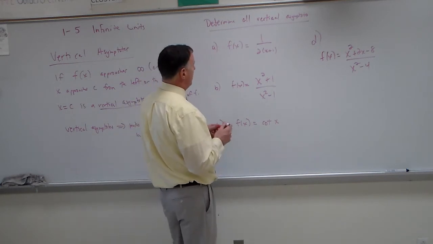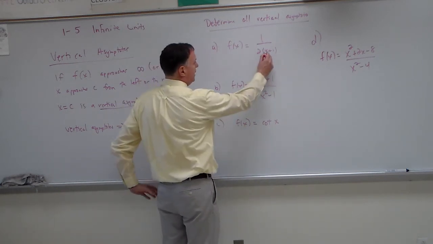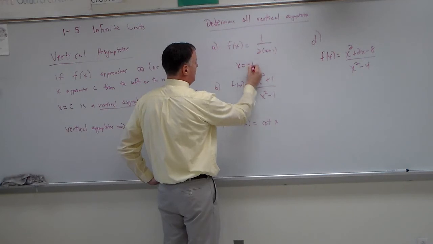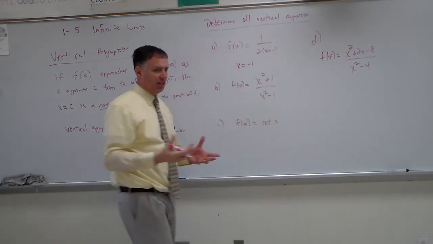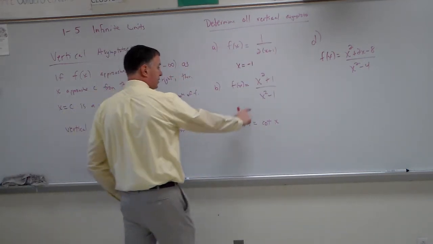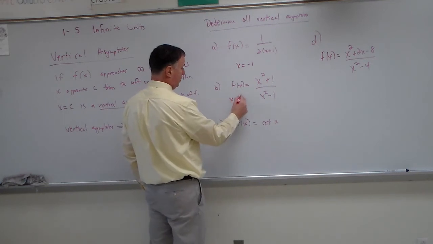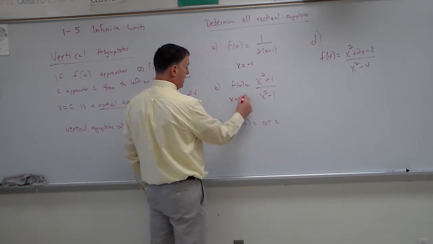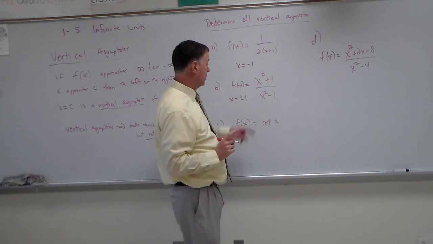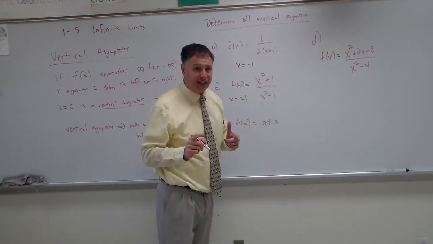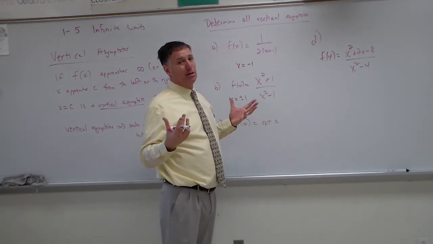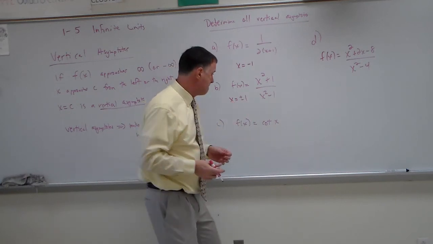But I'm going to get started. So the vertical asymptote here would be x equals -1, because that's going to make a 0 in my denominator. This one here, x equals plus or minus 1. We have two vertical asymptotes. Don't look at this and think that you can factor that. You can't factor x squared plus 1. x squared plus 1 is prime.